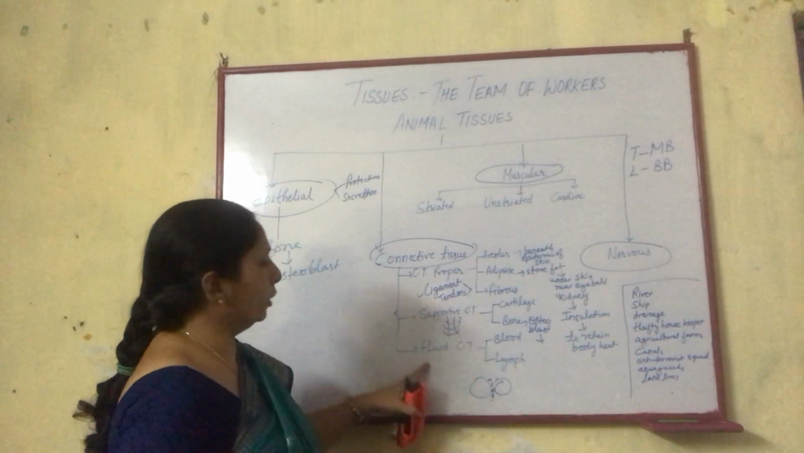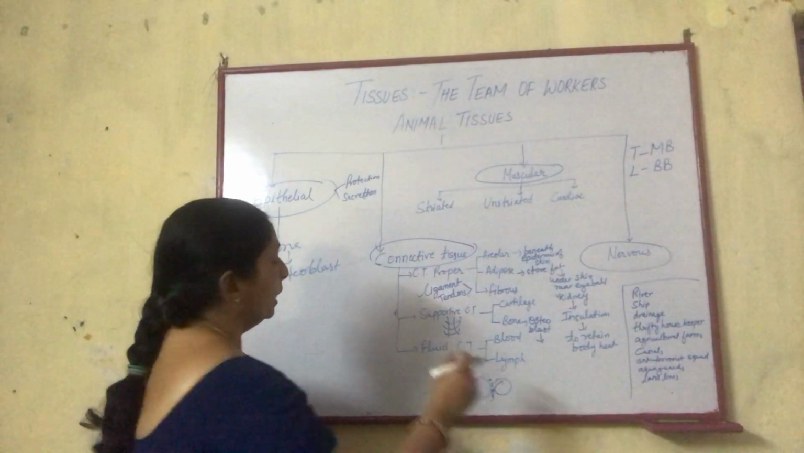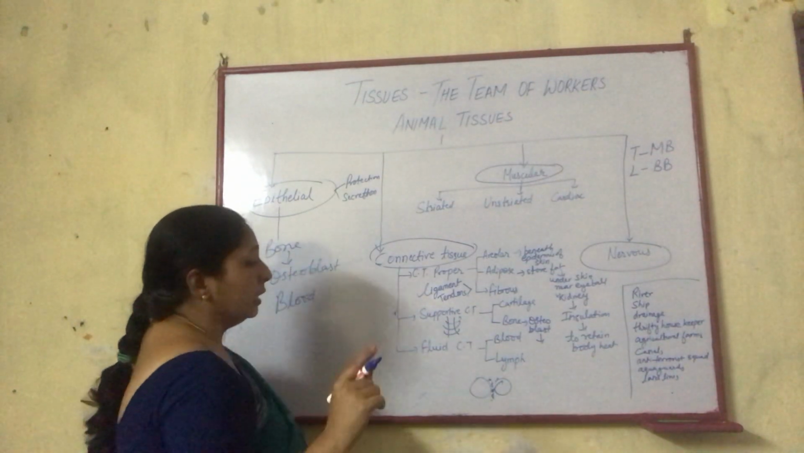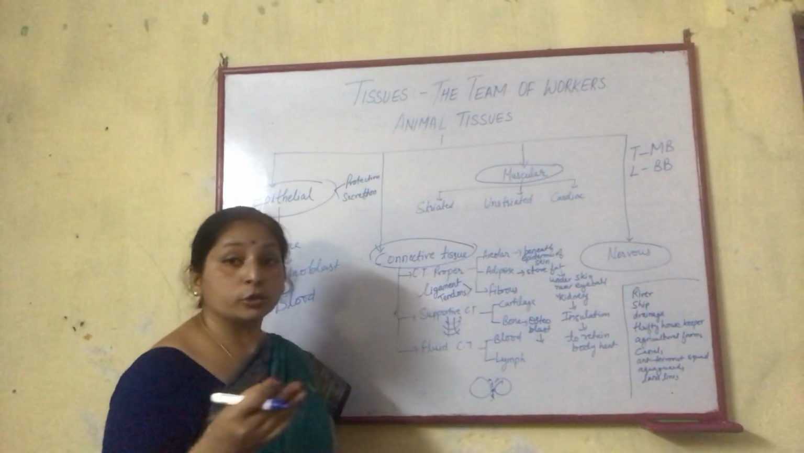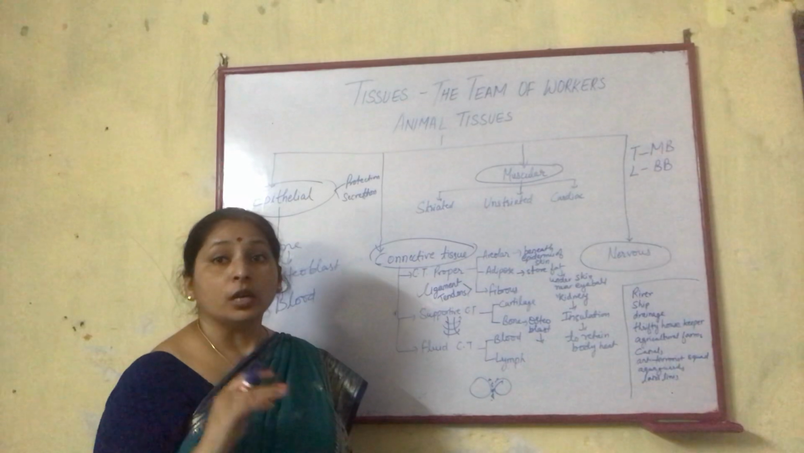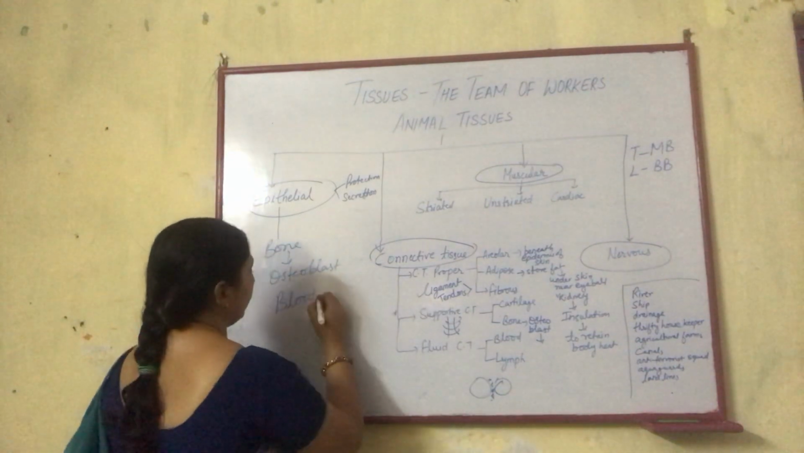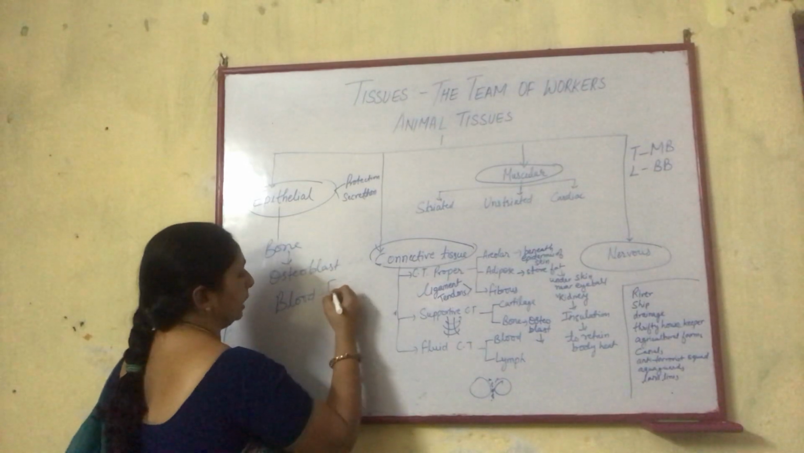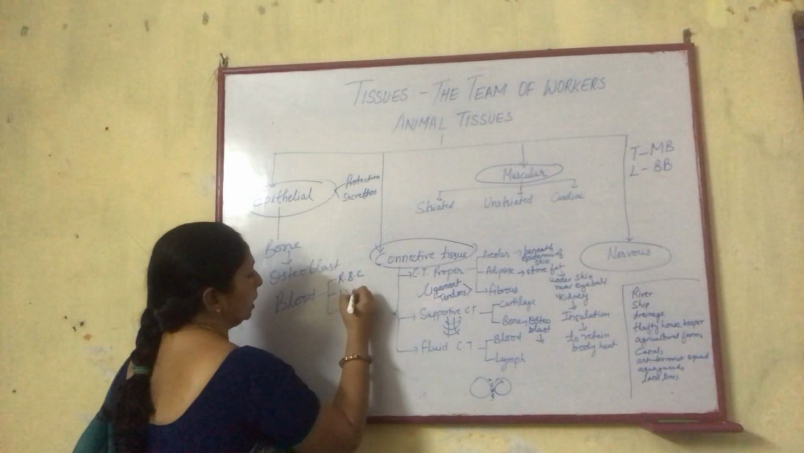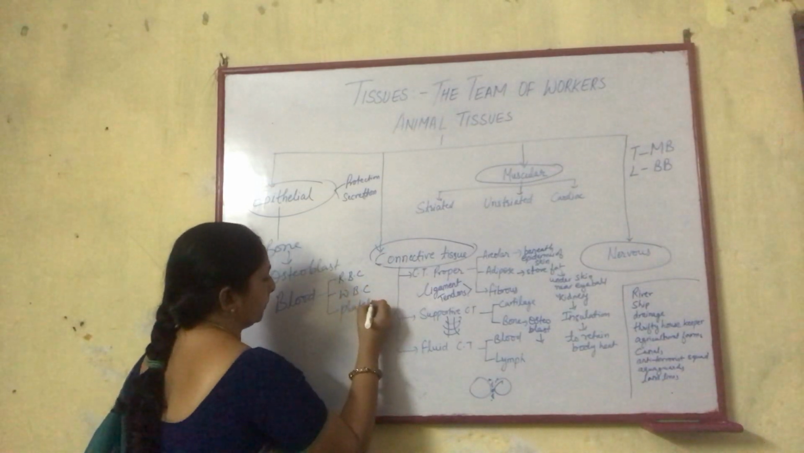Next to this is fluid connective tissue. Fluid connective tissue is blood and lymph. A question could be asked: name the fluid connective tissue. Blood or lymph. Blood contains three cellular elements: RBC, the red blood corpuscle; WBC, white blood corpuscle; and platelets.